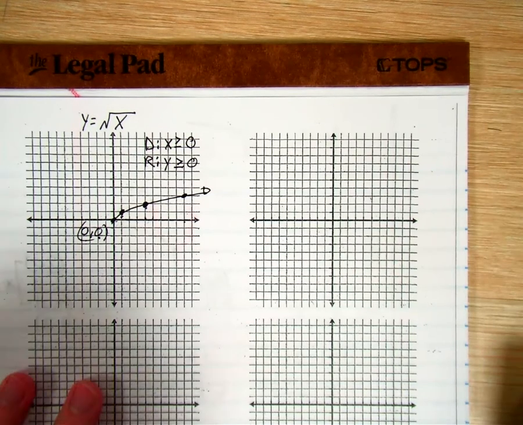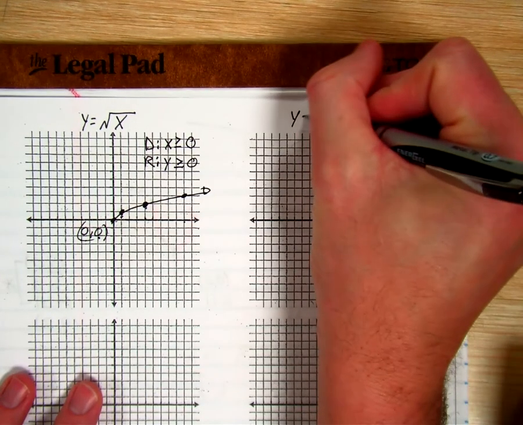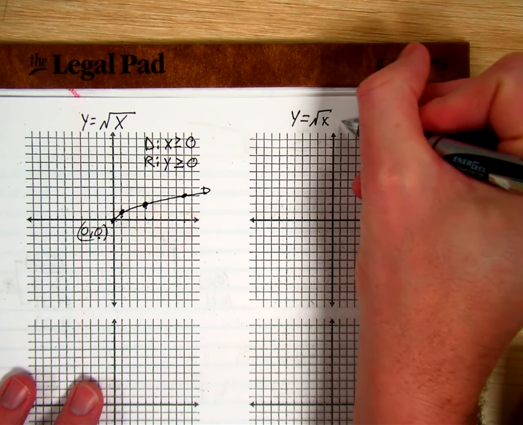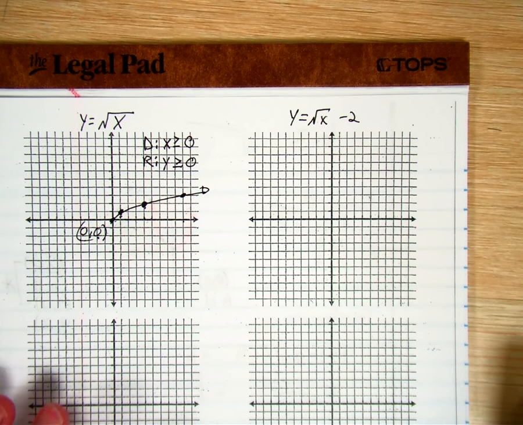What if we throw on a square root of x with a minus 2 on the outside? Alright, let's take a look. Let's have you push pause and go ahead and give that a shot.